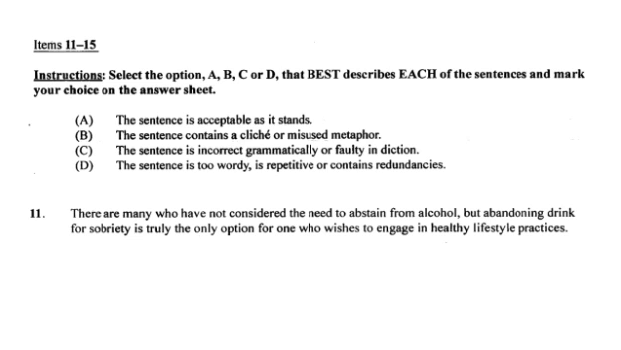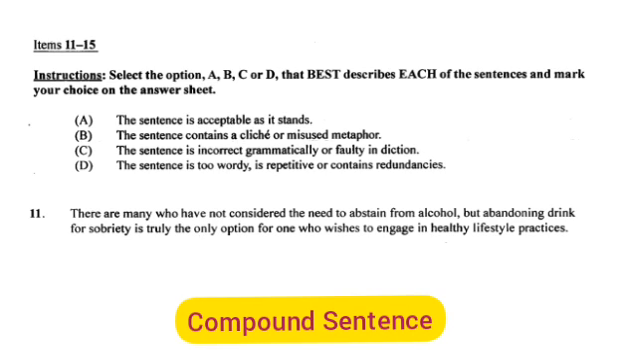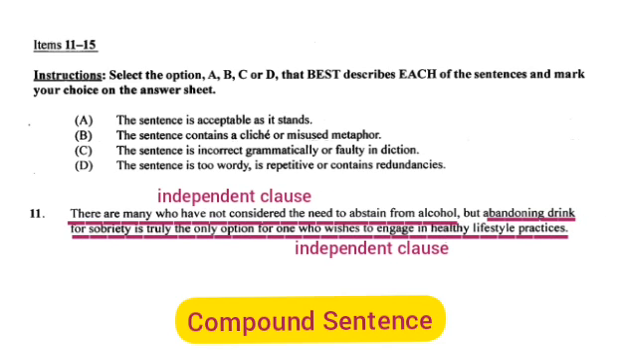Item 11. There are many who have not considered the need to abstain from alcohol, but abandoning drink for sobriety is truly the only option for one who wishes to engage in healthy lifestyle practices. There is nothing wrong with this sentence. This is a compound sentence where we have 2 independent clauses being joined by a comma and a coordinating conjunction. The coordinating conjunction is but. So the answer is A.